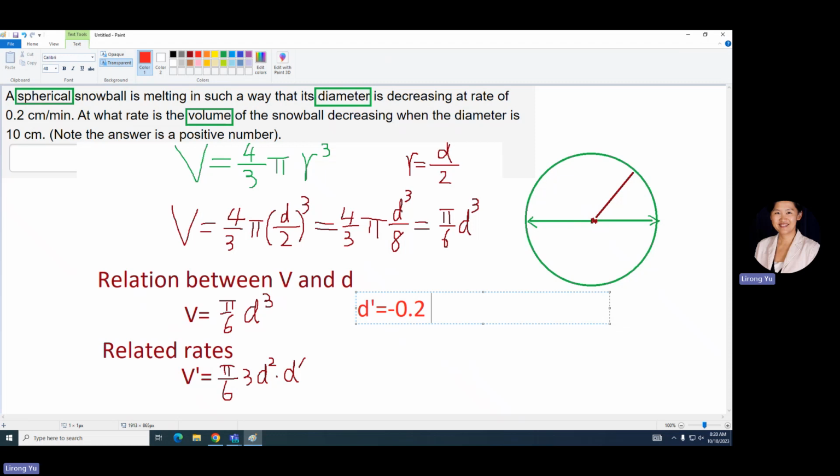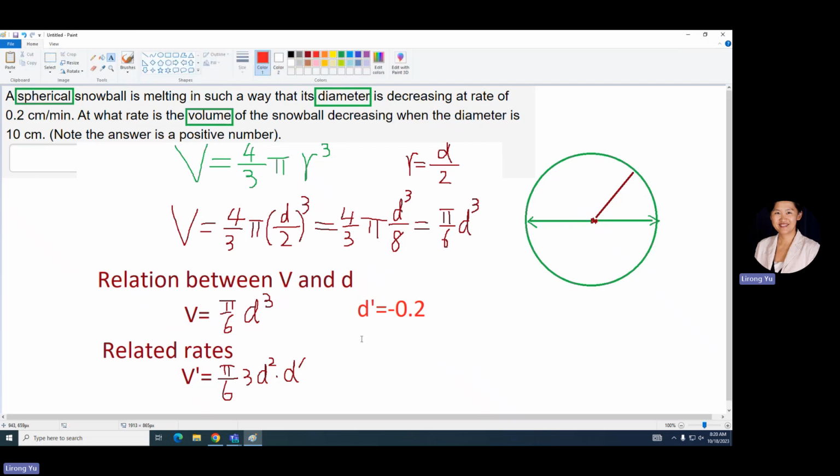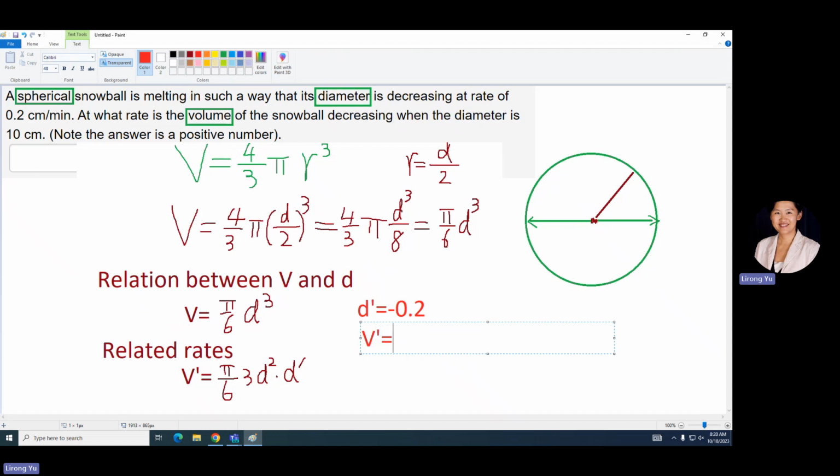All right, and the question is, at what rate is the volume of the snowball decreasing? So the actual question we're asking is, what's the V prime? What's the rate for V? That is what we are supposed to calculate, and now the related rate equation offers the calculation device. So this is what we're going to follow to calculate V prime.